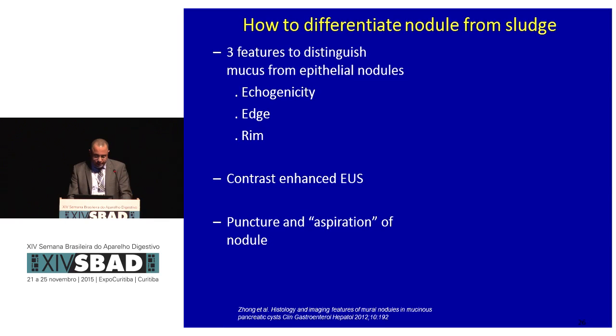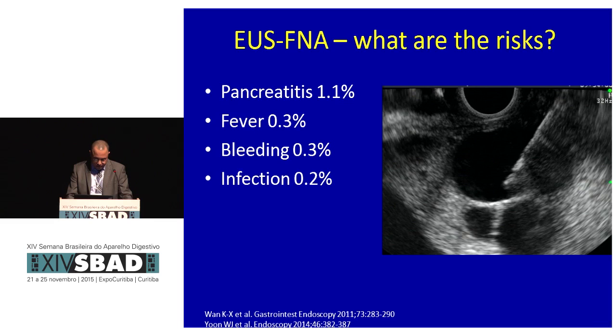So we look at all these to try to differentiate if that is really a mural nodule or is actually just mucin. We can also perform contrast-enhanced EUS to help us with that, or puncture that component, and usually if it's mucin, you can either suck it or it moves around.